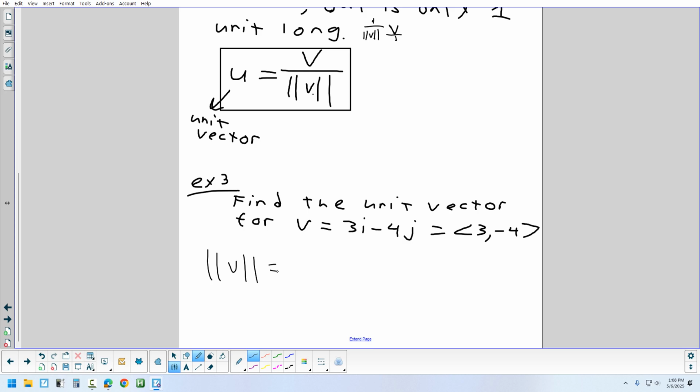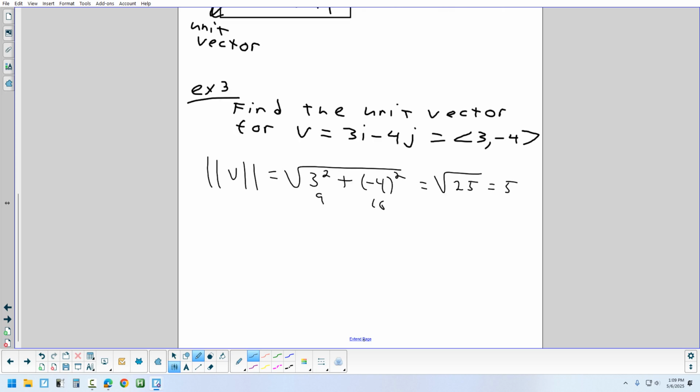Okay. What's going to be my formula to find the magnitude of v? The square root of 3 squared plus negative 4 squared. What's 3 squared going to give you? 9. And negative 4 squared? 16. So that's the square root of 25, which is 5. So is the vector that I gave you a unit vector? No. How long is that? 5. So we have to scale it to shrink it down to 1 unit.